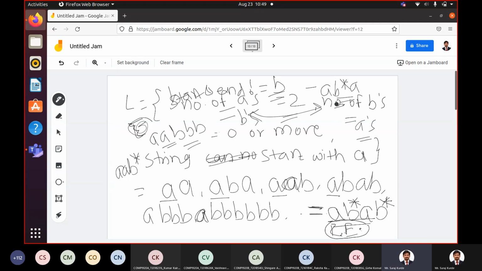How many times is it there? Where B appears, it can vary. Same way, the number of B's can be 2 and A varies. The number of A's may be 0 or more times, and where A appears, that may change. This is the regular expression.